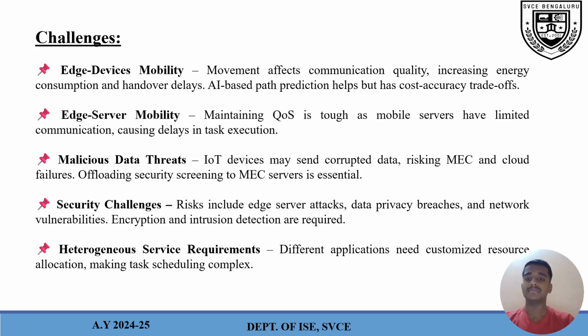The challenges when it comes to task offloading: edge device mobility, edge server mobility, malicious data threats, which is one of the important challenges. Security challenges as well when it comes to sensitive data. So it always has a risk of processing through the network and coming back. So there might be chances of data breaches.